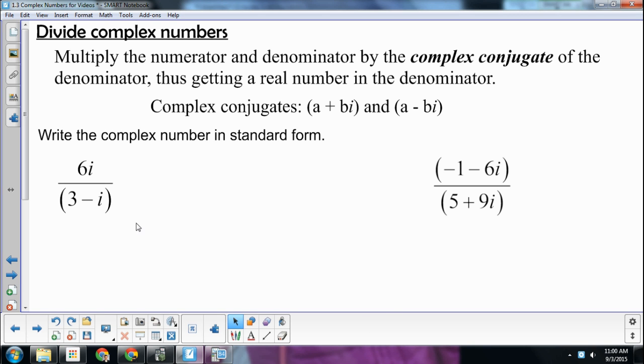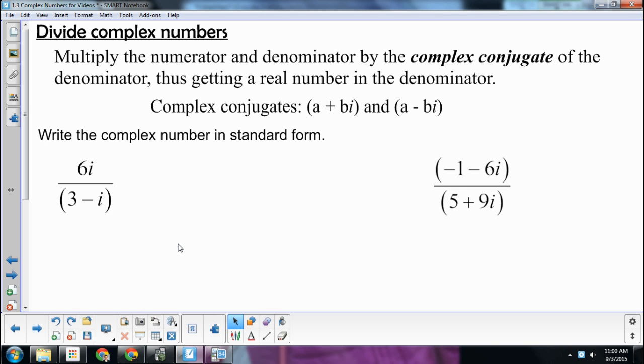So far, we have added, subtracted, and multiplied complex numbers. The final operation we're going to perform on them is division. When we divide complex numbers, we are looking to simplify it and put it in standard form. That'll be what the directions say: write the complex number in standard form.